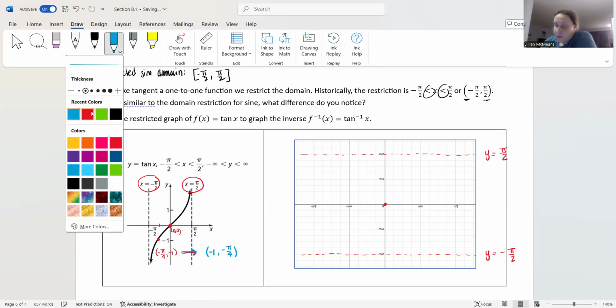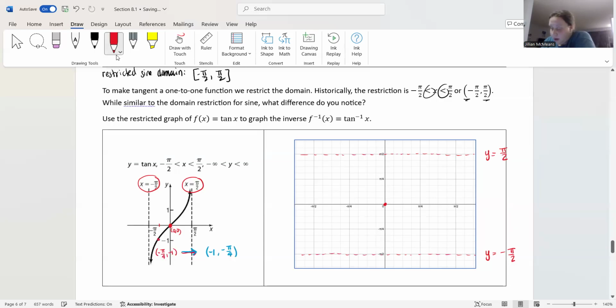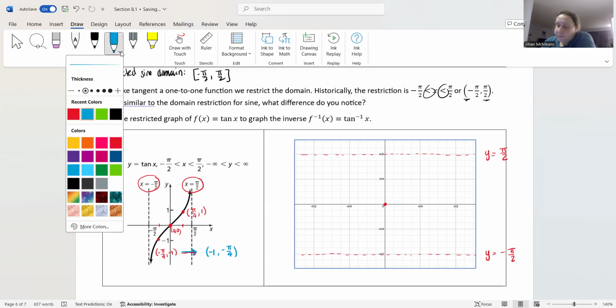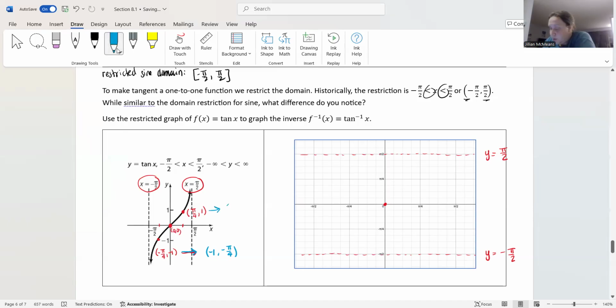Similarly, at positive pi over 4 radians, we end up with a ratio of +1. So at positive pi over 4, we have a tangent ratio of 1. Remember, that's where we have root 2 over 2 for cosine and root 2 over 2 for sine. So that ratio for tangent is 1. So if we flip-flop that ordered pair, we would get 1 comma pi over 4, which will be on the inverse tangent function.